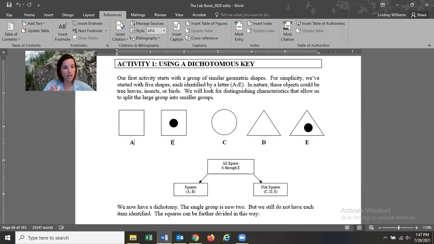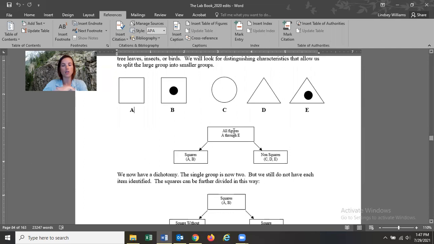So we use shapes and we use critters so that we understand the concept of dichotomy. Okay, so moving on. The first thing that you do is you start off with what's known as your superset. All shapes, critters, A through E, one box, they're all together. We haven't broken them down. Now, di means two, okay? And so every time you break down a single box, it has to be into two new boxes, okay? So we do that and we break them down.